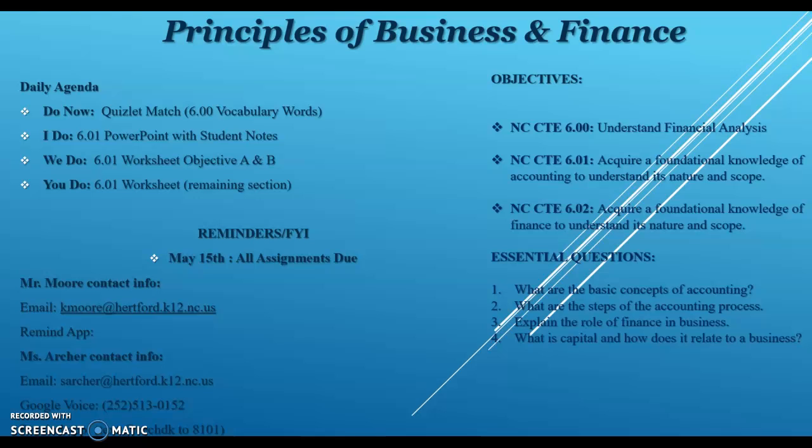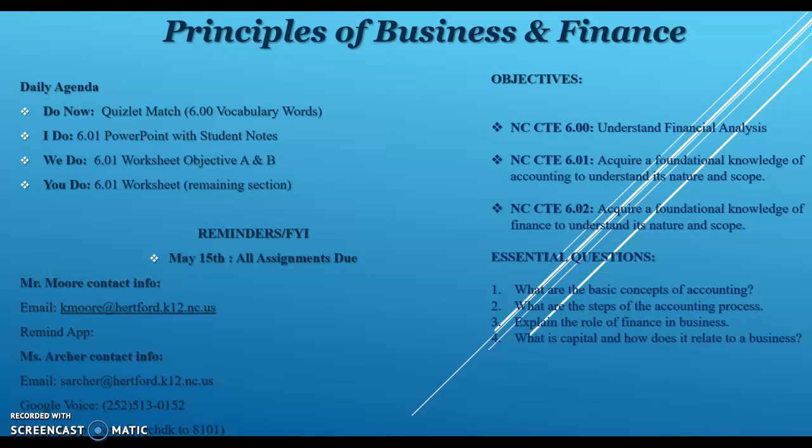So we are starting a new unit, which is Unit 6. This unit would be really fun if we were in the classroom. I would be teaching you with Monopoly. But unfortunately, since we are out due to the COVID-19 pandemic, we cannot do Monopoly here.